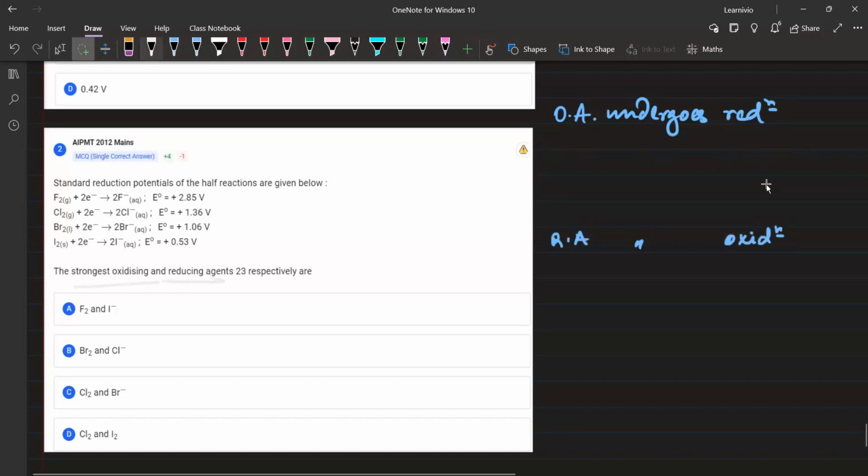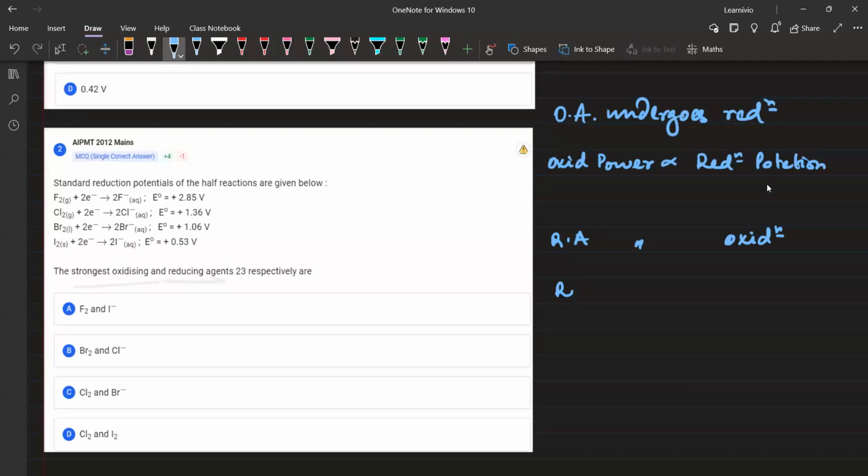यानी कि from here we can also write two relationships. Oxidizing power, ये रिडक्शन पे डिपेंड करता है ना, कितनी आसानी से रिड्यूस हो जाए. इट विल बी डायरेक्टली प्रोपोर्शनल टू रिडक्शन पोटेंशियल, ई नॉट वैल्यू जो होता है. Similarly, the reducing power, because it is getting oxidized, it will be inversely proportional to the reduction potential.